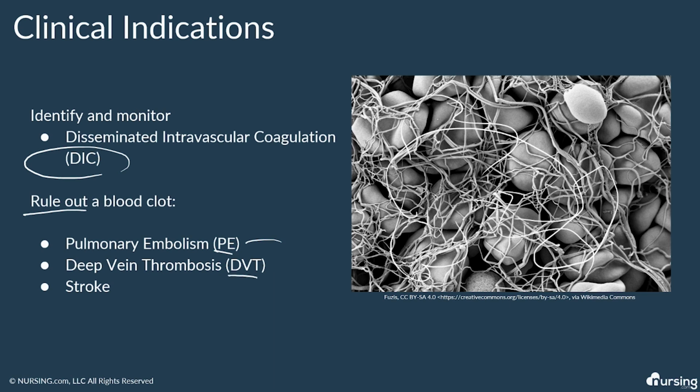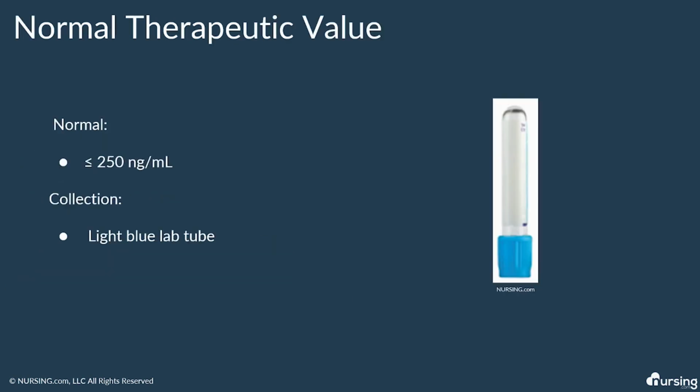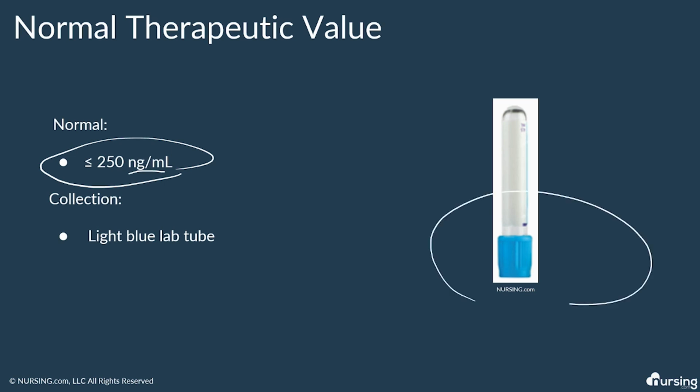So there could be that unilateral pain in the extremity, right? Which would then create a PE. And it's also going to be evaluated in the case of stroke, mostly an ischemic stroke, of course, because that's when a blood clot gets lodged in the vessels. Normal values are below or equal to 250 nanograms per milliliter. This lab is collected in a light blue lab tube. You've probably seen this with coag studies.